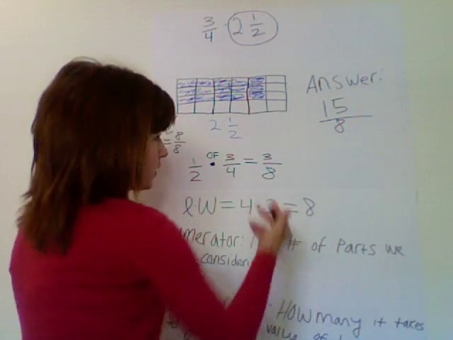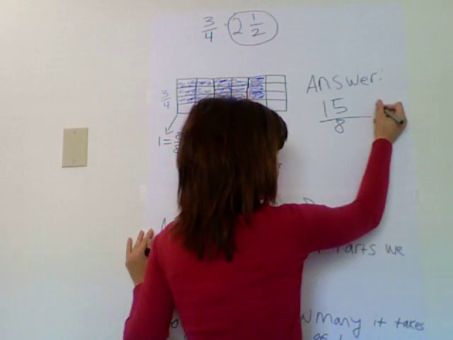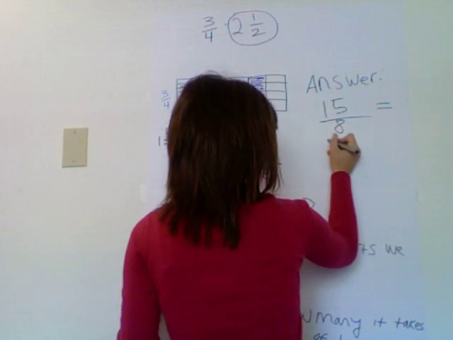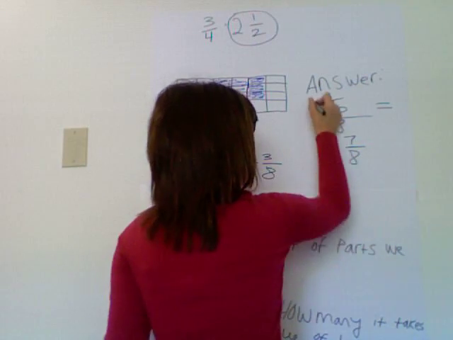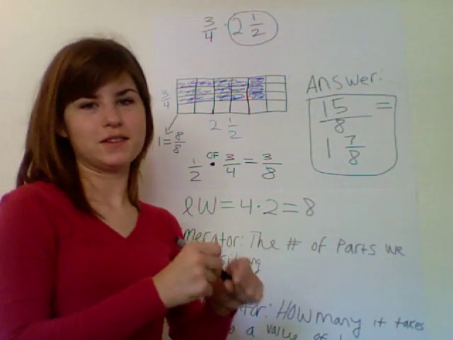And then, so 15/8 is the answer, but you can change this, by dividing in your calculator, into 1 7/8. So there's either one of these, that's your answer. That's how you use the area model.